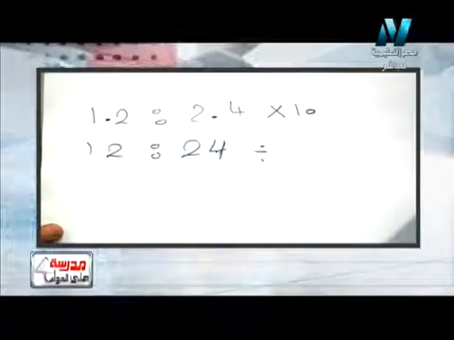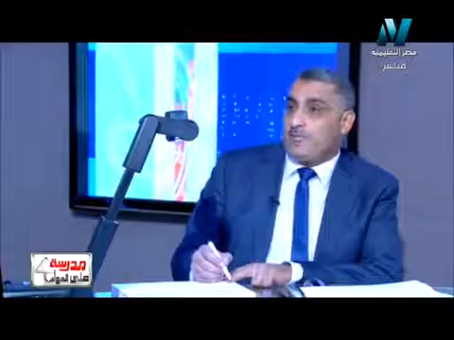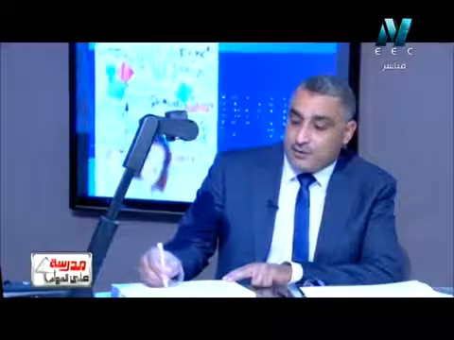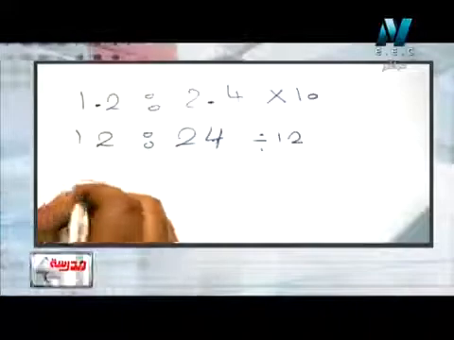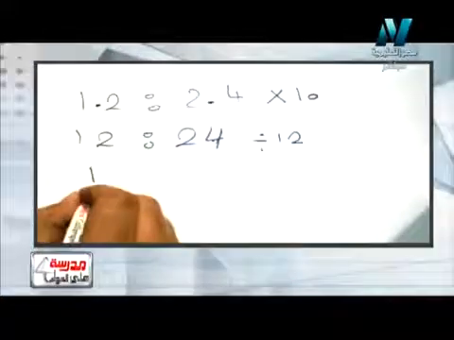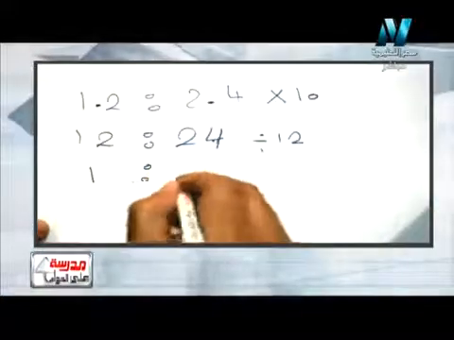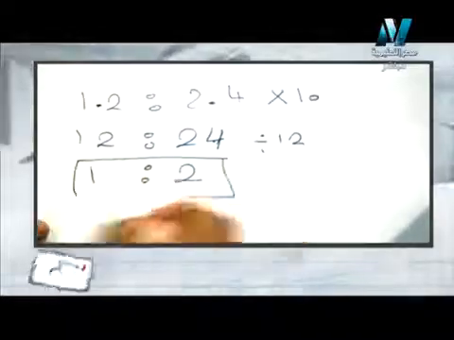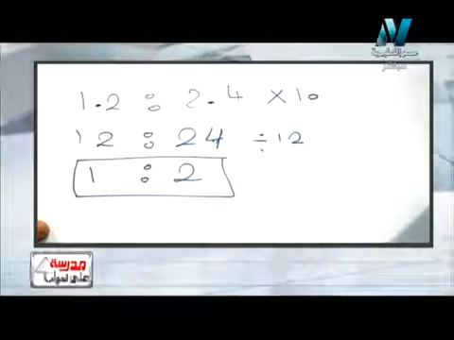But what is the best number to divide by here? Yes, the highest common factor between them. The highest common factor between them is 12. So we can divide by 12 directly. 12 divided by 12 equals 1, and 24 divided by 12 equals 2. So this is the simplest form.